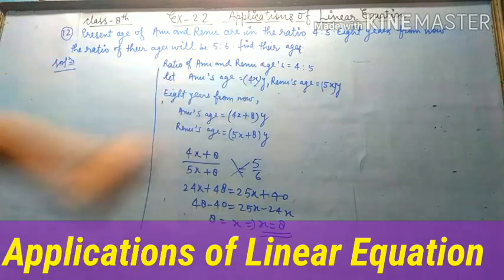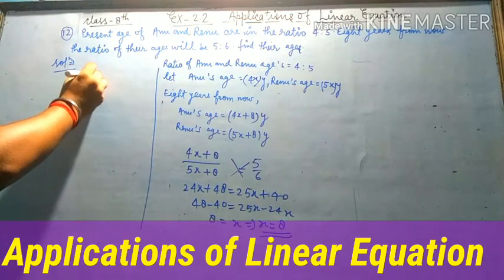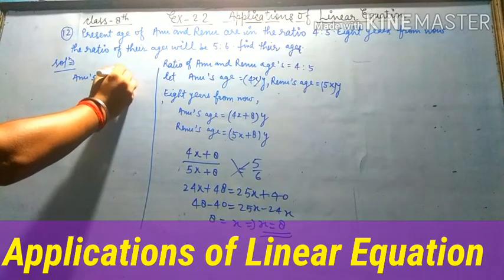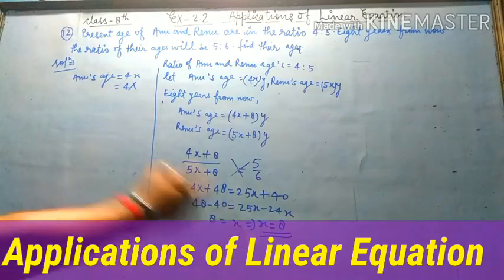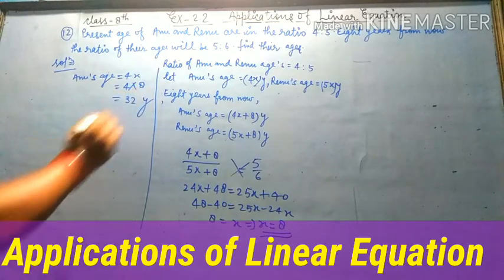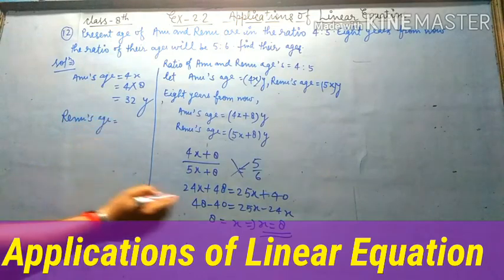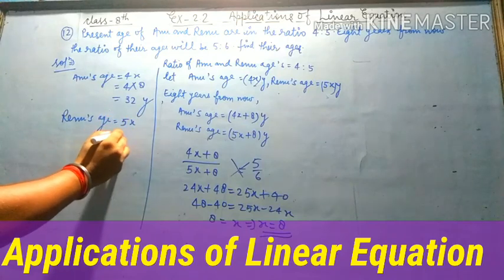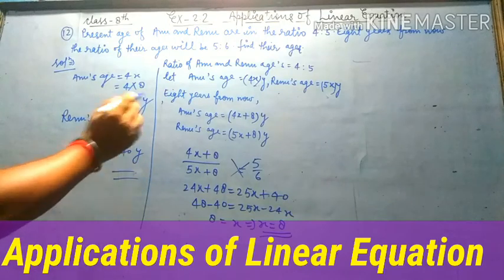According to the condition, Anu's present age equals to 4x. Means 4x, value of x is 8. That is 4 into 8, 32 years. Okay. Renu's age equals to 5x years. 5x means 5 multiplied by 8. 5 8s are 40 years. So these are the answers.